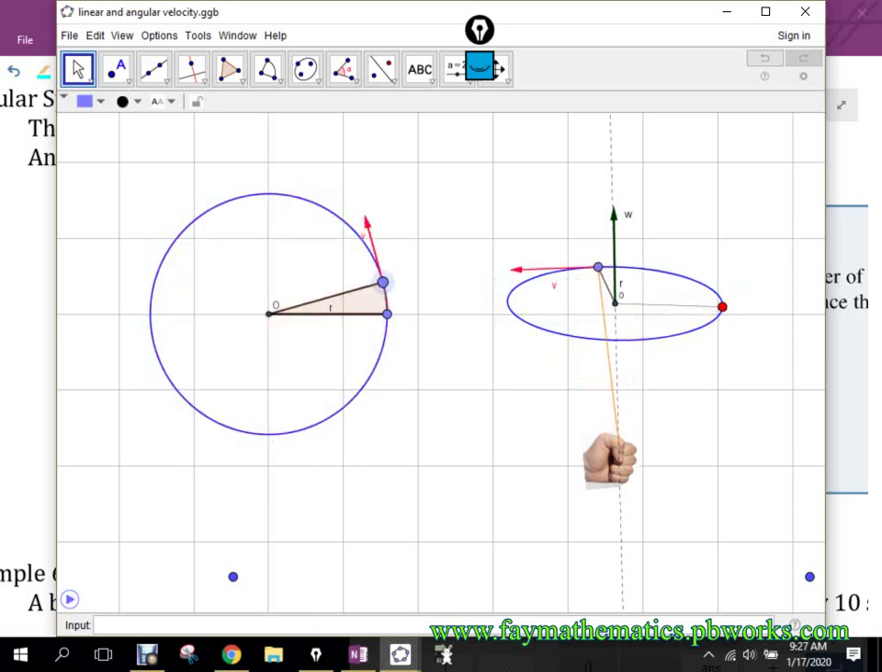21 Mississippi. Okay, so you got 5, right? 5 revolutions. I had 21 Mississippi. So you had 5 revolutions, right? So how many radians were traced out in those 5 revolutions?